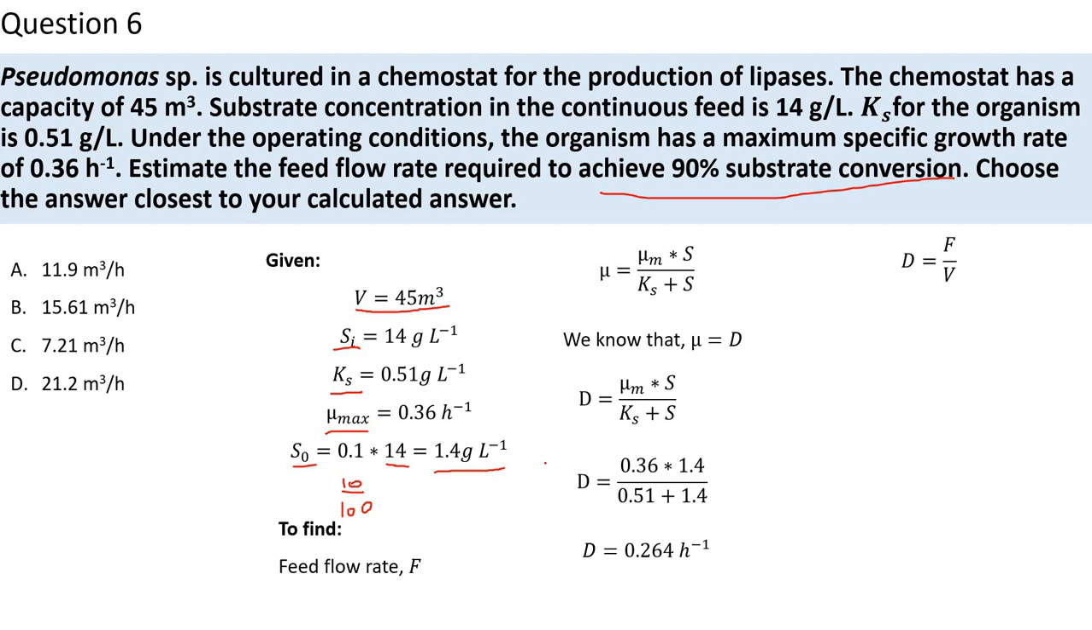And what's the formula to calculate dilution rate? Dilution rate is equal to feed rate divided by volume. Rearranging it, flow rate is equal to dilution rate into volume. Dilution rate you have found here, and you know the volume. By multiplying both, you get 11.88 meter cube per hour. And the answer closest to ours is A, 11.9 meter cube per hour. Okay.